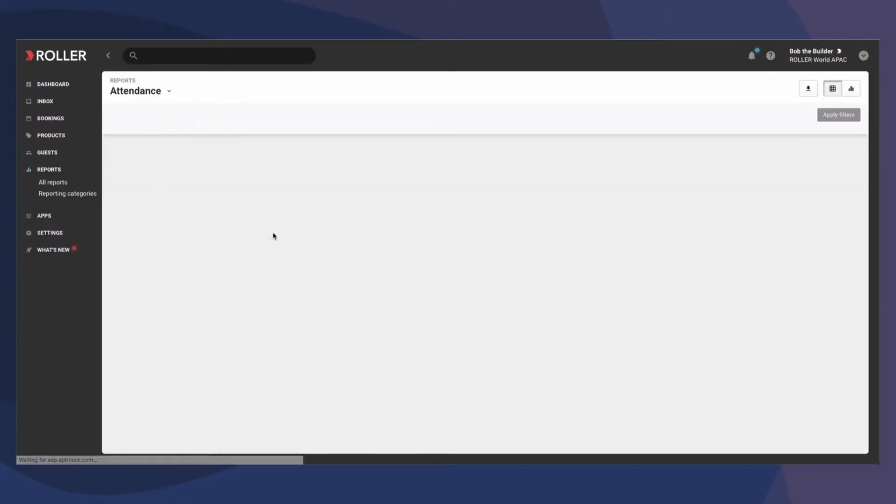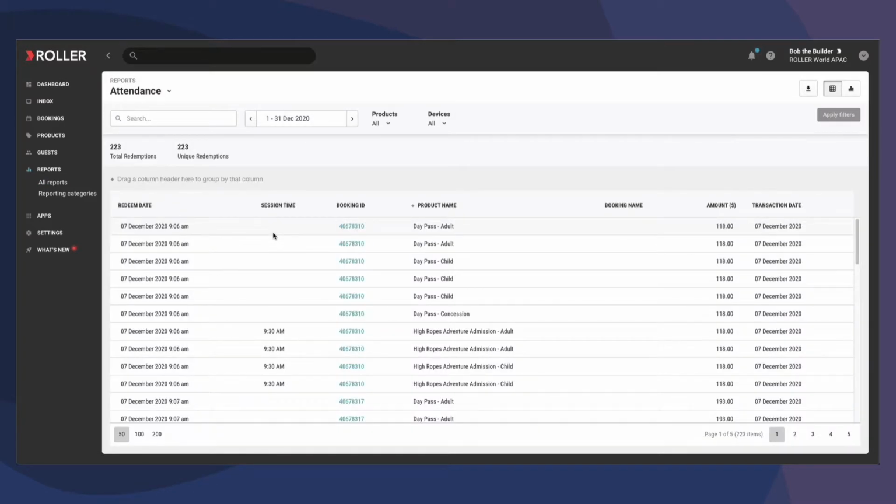To find attendances for a period of time, head to the attendances report and choose your date range. If the same ticket is checked in 3 times, this will be 1 unique redemption and 3 total redemptions.